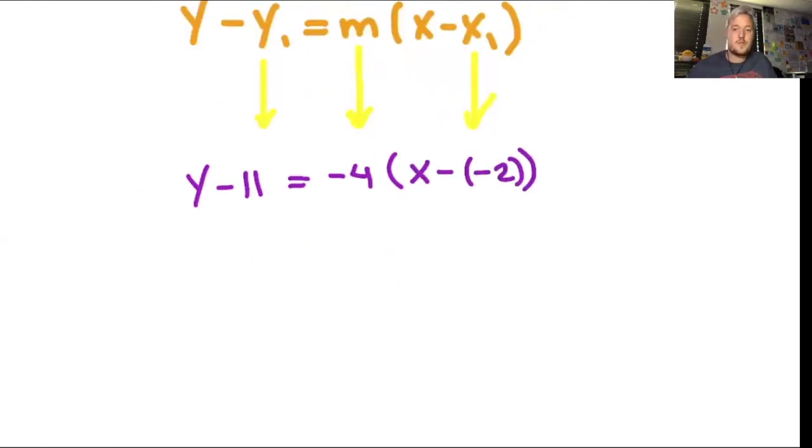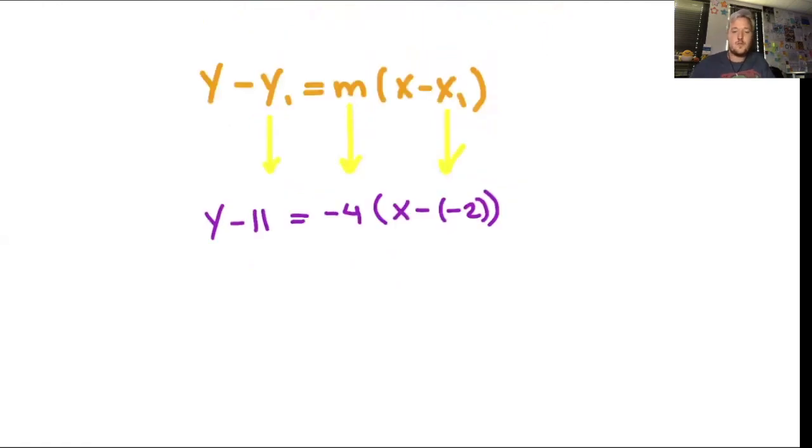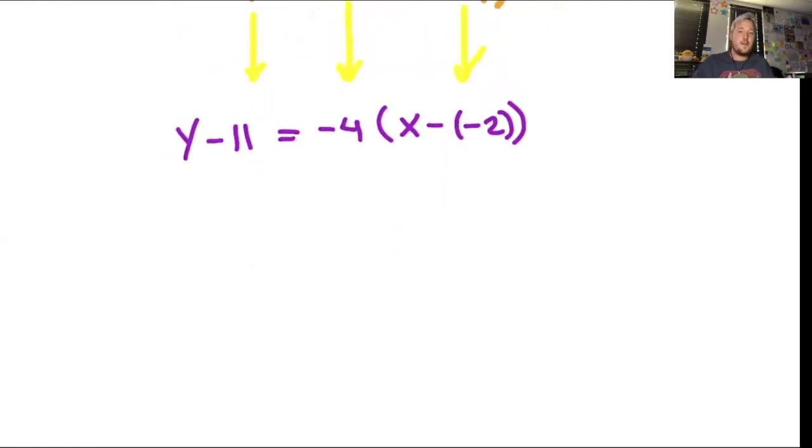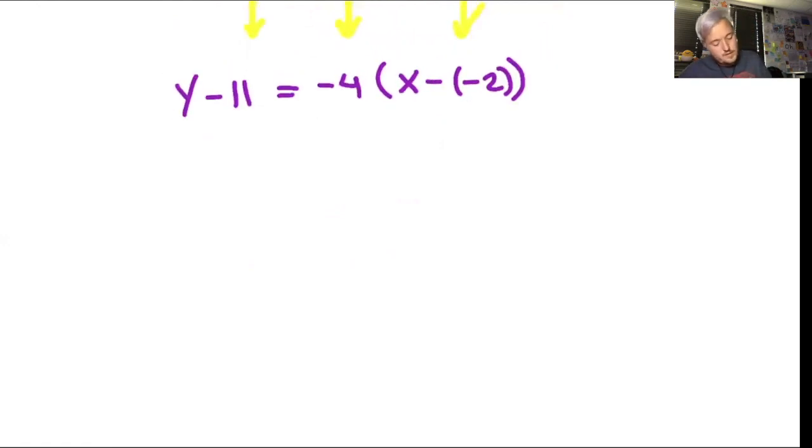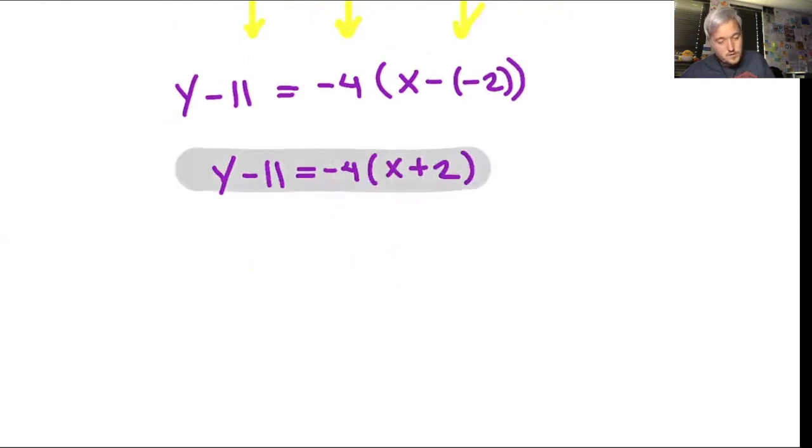So I'm going to write that in parentheses and then close it with a double parenthesis. So now I have to simplify x minus negative 2. So that's going to turn into y minus 11 equals negative 4, parentheses, x plus 2. So now this is our final answer.